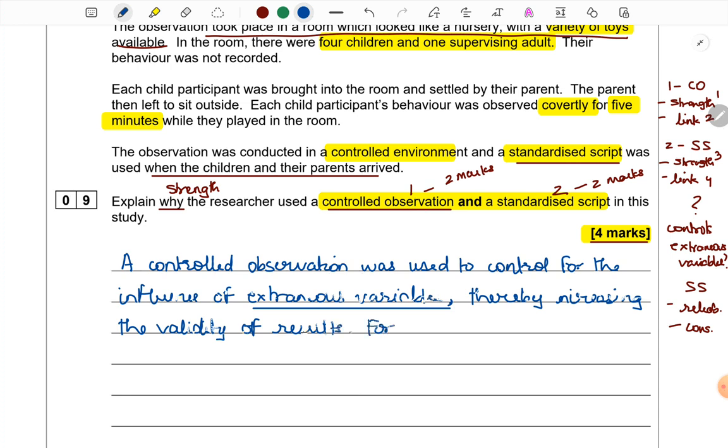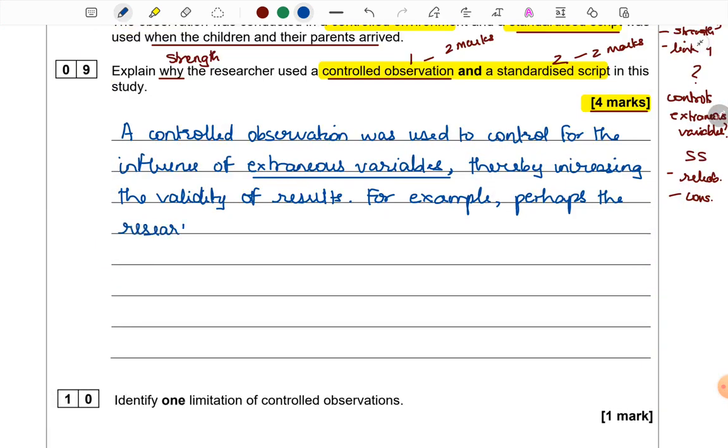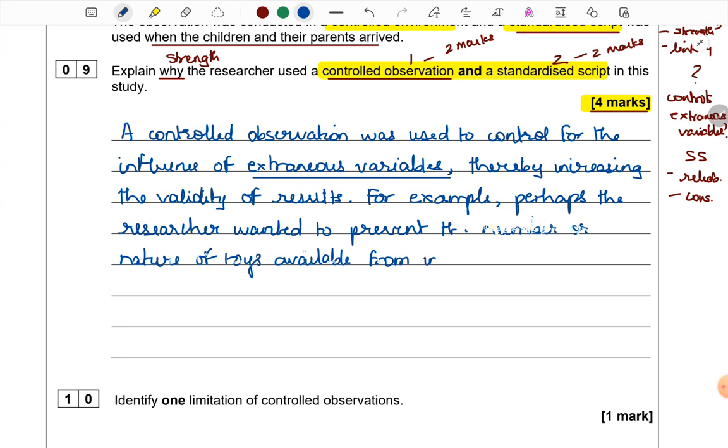For example, perhaps the researcher wanted to prevent the number or nature of toys available from influencing the social behavior of the children.